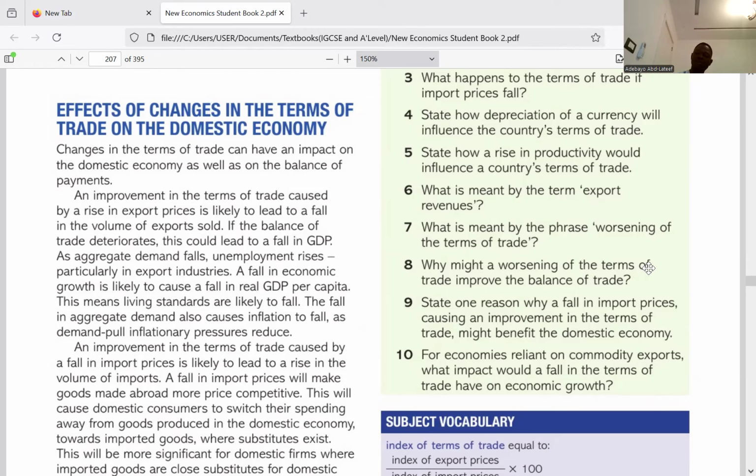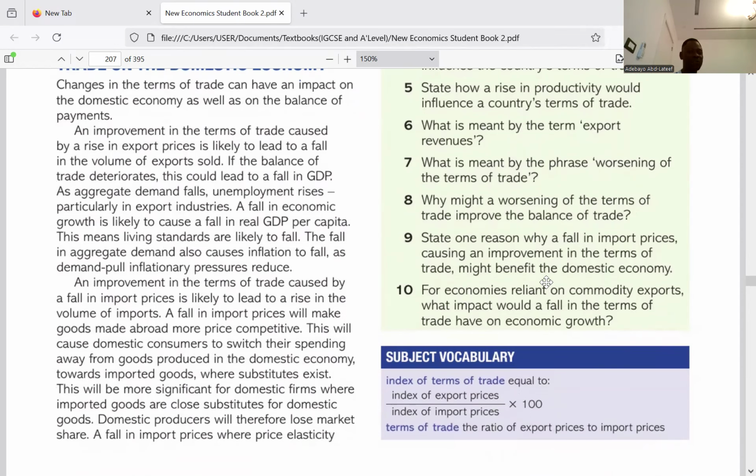But all in all, if demand for export reduces, GDP, economic growth would fall. And if economic growth is falling, the GDP per capita would fall. But this will also mean that aggregate demand within the economy would fall, and that would reduce demand pull inflation. So sometimes a fall in economic growth is also beneficial because prices become affordable.